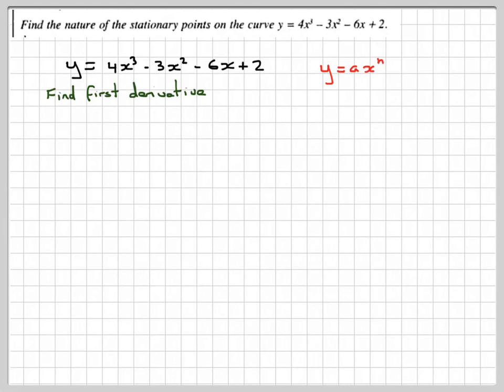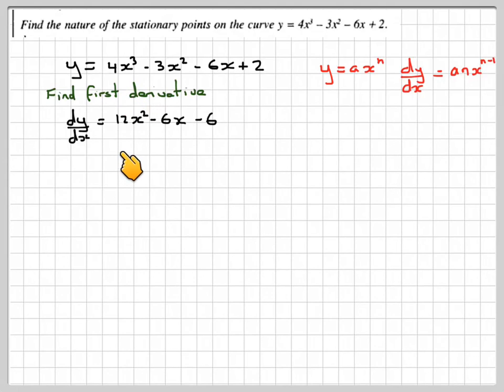To differentiate a curve, if y is equal to ax to the n, then dy by dx will be anx to the n minus 1. So differentiating term by term, 3 times 4 becomes 12x squared, 2 times 3 becomes 6x, differentiating minus 6x gives minus 6, and when you differentiate a constant, you get 0.